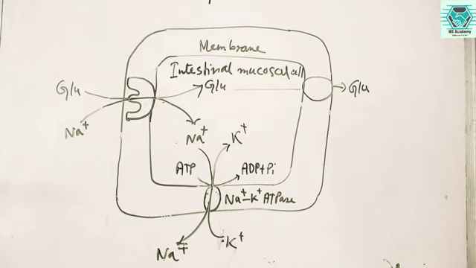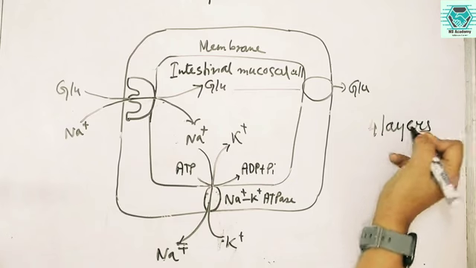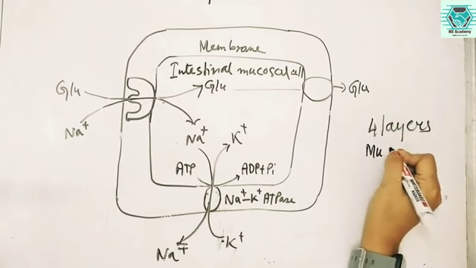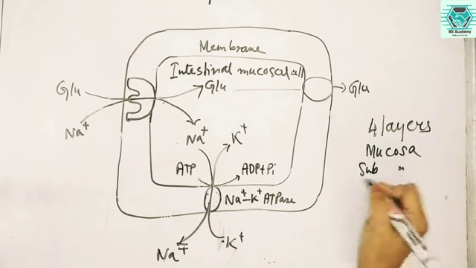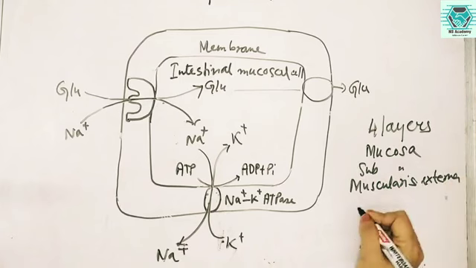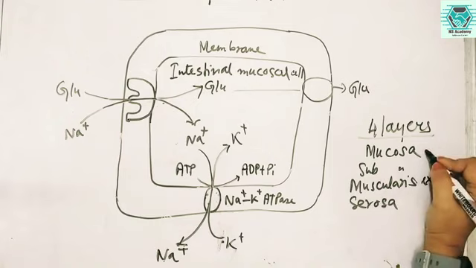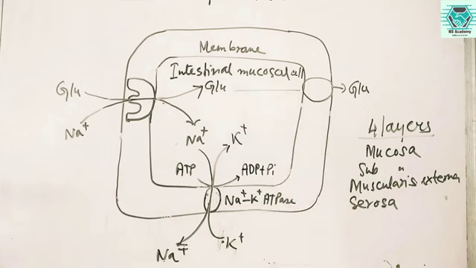Glucose and sodium share the same transport system, and when two molecules share the same transport system we call it symport. So this is the membrane and this is the mucosal cell of the intestine. Basically in our intestine there are 4 layers. What are these? The innermost layer is mucosa, then submucosa, muscularis externa, and the outermost thin layer is serosa. So in the mucosa layer there is a thin lining epithelium which is columnar in nature, and this is basically the intestinal mucosal cell.